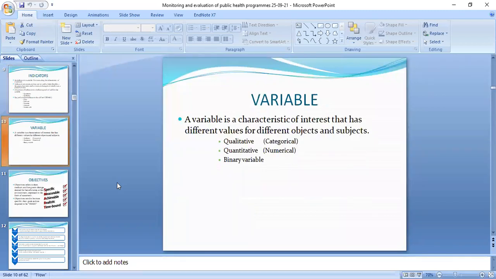A variable is a characteristic of interest that has different values for different objects and subjects. It can be qualitative or quantitative and can be a binary variable. A binary variable is a variable where the response is one of two alternatives. For example, gender is male or female.